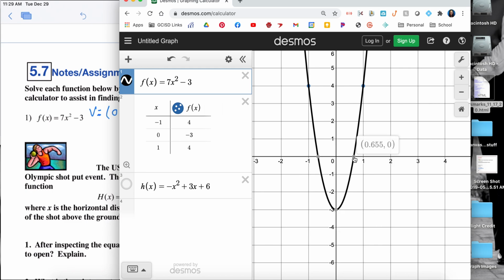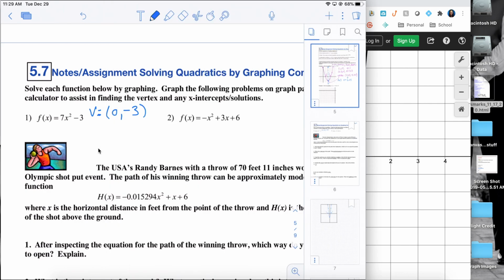So we have 0.655 and negative 0.655. So we're going to write out both of those. So negative 0.655, make sure you put it as a point, and positive 0.655. Okay, that is all that it's wanting you to do on that problem.